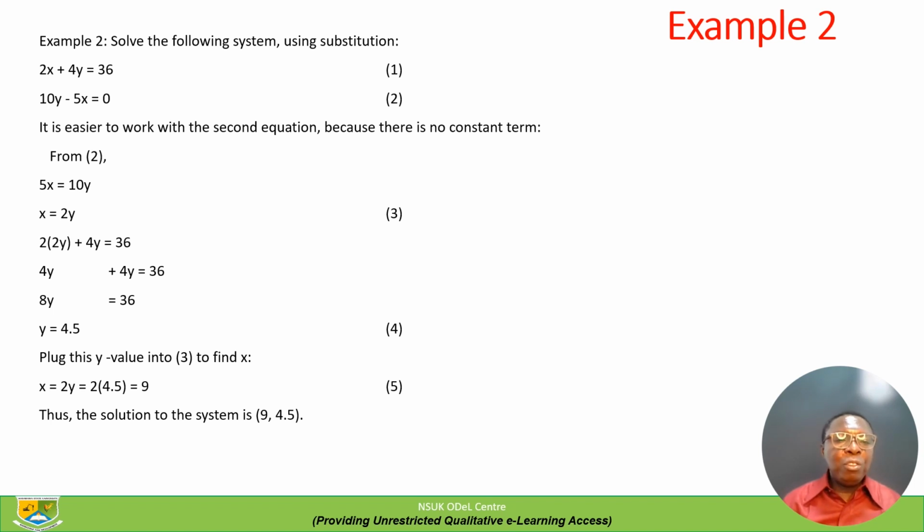Then you plug this y value into 3 to find x. So x = 2y = 2(4.5) = 9. Let's assume this is our equation 5. Thus, the solution to the system is (9, 4.5).